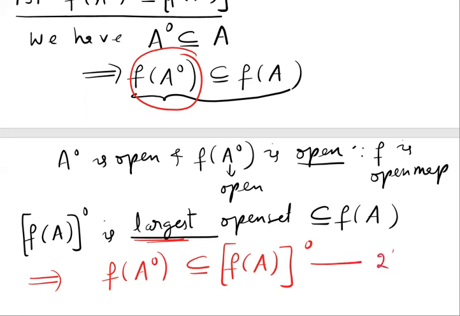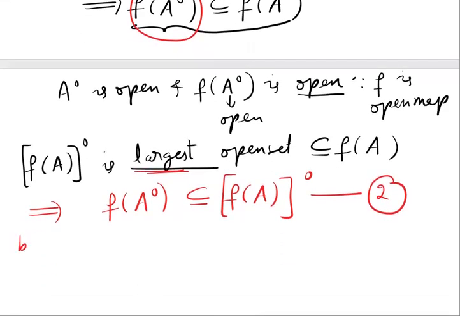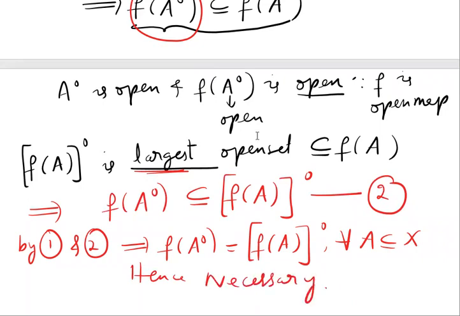We'll call this 2. By 1 and 2, these two are the same. That is, F of A interior is equal to F of A whole interior for any subset A of X. Hence we have proved the necessary part. Now we shall go to sufficiency.